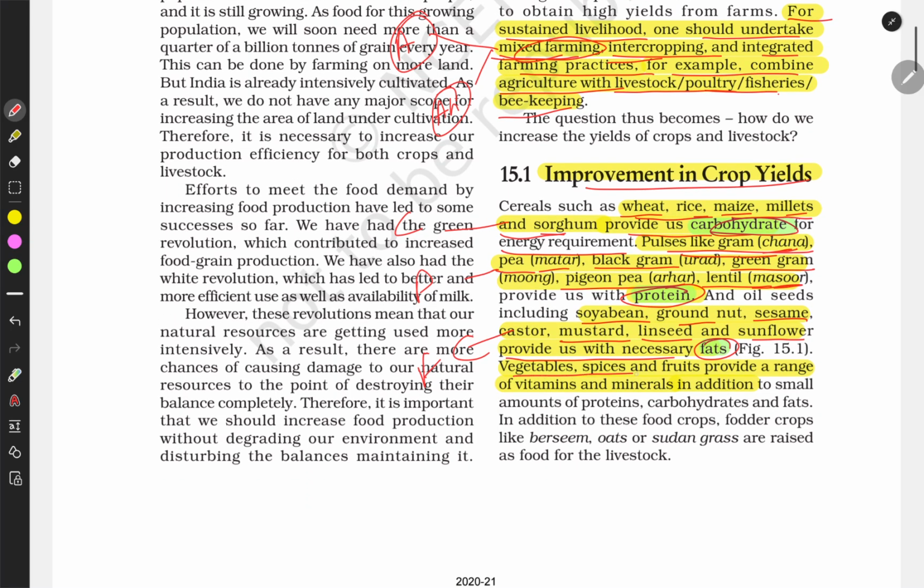Vegetables, spices and fruits provide a range of vitamins and minerals, in addition to a small amount of protein, carbohydrate and fat. So there are different types of crops. This group also provides fat and proteins and other things along with the carbohydrate, but it is majorly known for carbohydrate.